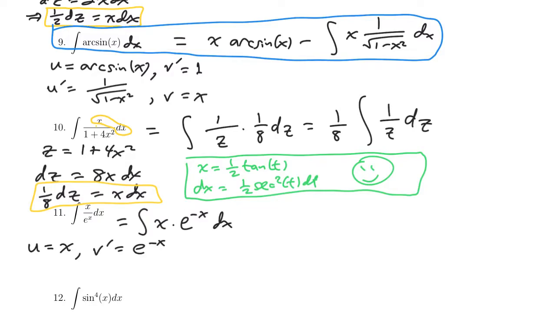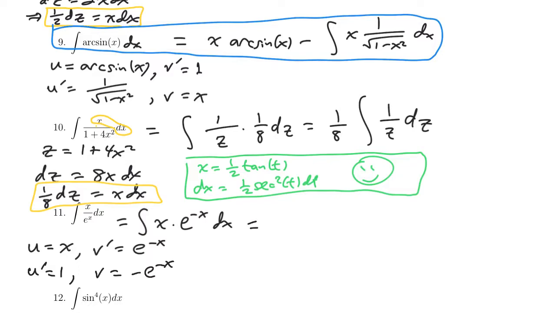And we know from our LIATE hierarchy that when we have an algebraic expression times an exponential expression, then the algebraic expression should be what our u is equal to in integration by parts. So if u is x, then u prime is 1. If v prime is e to the minus x, then v is minus e to the minus x.